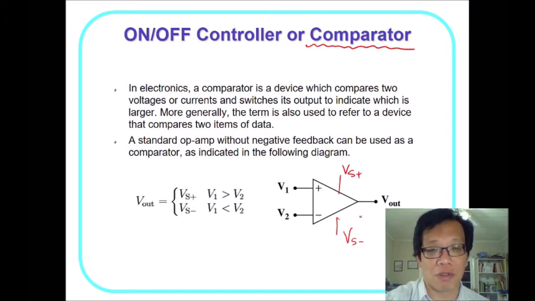There is also a third case: if your V1 equals V2, then the output is going to be 0, because if you ground them together there is no voltage difference, so the output is going to be 0 volts. So there are three possibilities for this kind of output. One is VS plus, which means V1 is greater than V2. If V1 is smaller than V2, then the output is going to be VS minus. If V1 and V2 are equal, then the output is going to be 0 volts. There are only those three possibilities. No other thing is going to happen.